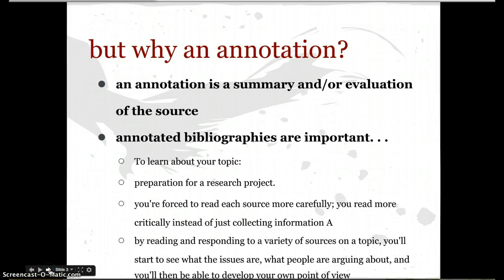But now we need to think about why an annotation. An annotation is a summary or evaluation of the source. And they're important for a number of reasons. They're important to learn about your topic. They're important to prepare you for your research projects because you're forced to read each source more carefully.